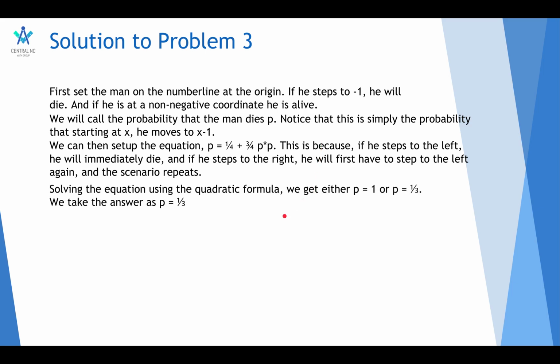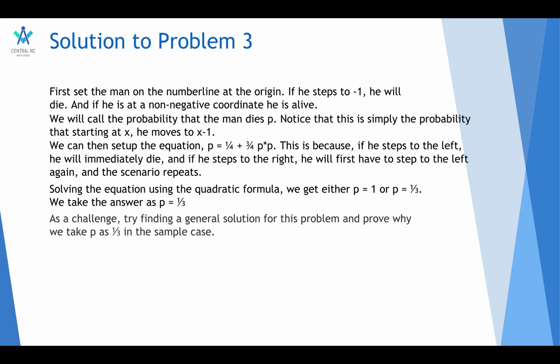And you can solve this equation to get p equals 1, or 1/3. And we'll take the answer as 1/3 and leave it to you, the viewer, to disprove p equals 1. And we also encourage you to try to find the general solution for this problem if instead the probability of stepping to the left were maybe 1/2 or maybe 3/4.